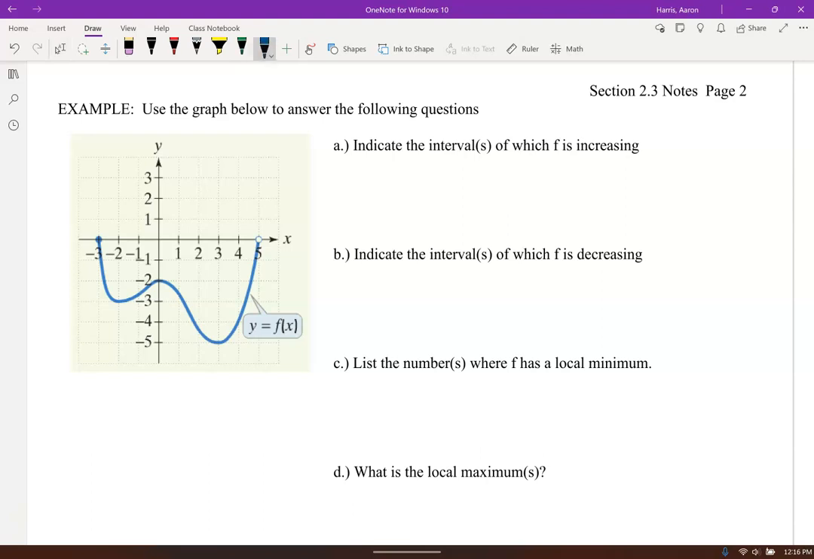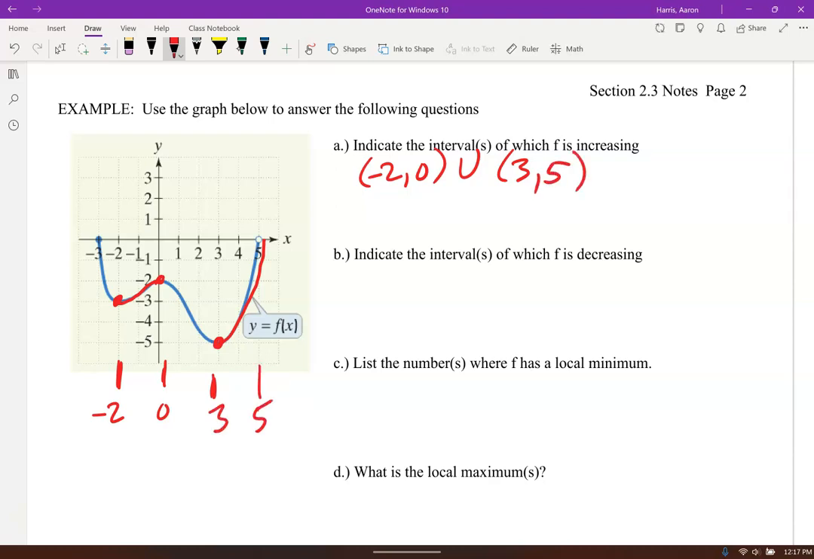Where's this increasing? I'm looking, where am I going up and to the right? Can you see how from here to here on that red interval, I'm going up and to the right. From an x value of -2 to an x value of 0. And over here, I'm also going up and to the right from an x value of 3 to an x value of 5. Again, these are always open intervals when you're talking about increasing, decreasing.